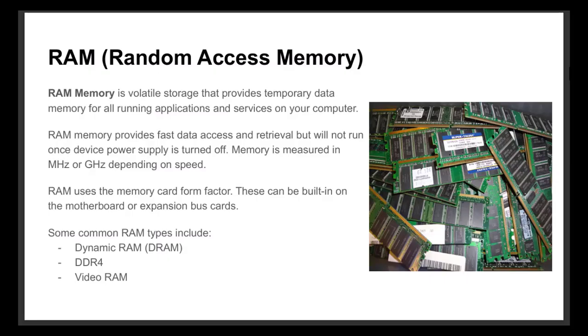Our RAM memory uses a metric called Hertz. This is the amount of cycles that a memory can do in a single second. RAM memory will operate at either the megahertz or the gigahertz speed. RAM memory is used with a memory card form factor. Your motherboard will have some RAM memory built in, but we also have the ability to expand our RAM memory through adding additional RAM memory cards in our expansion bus slots.